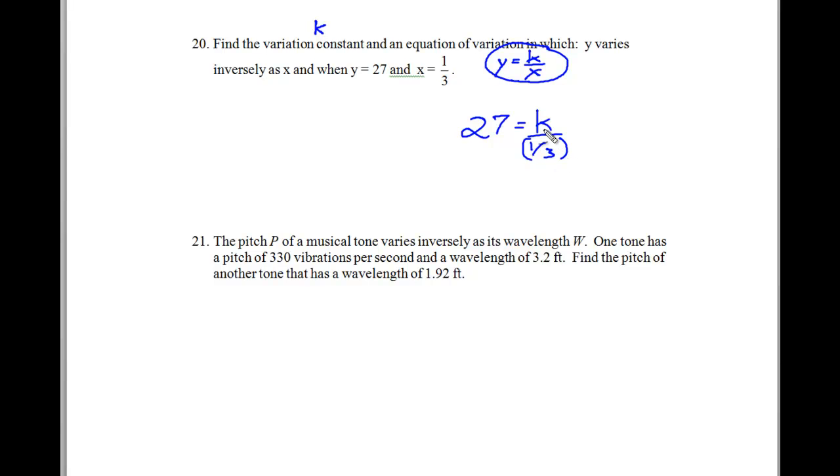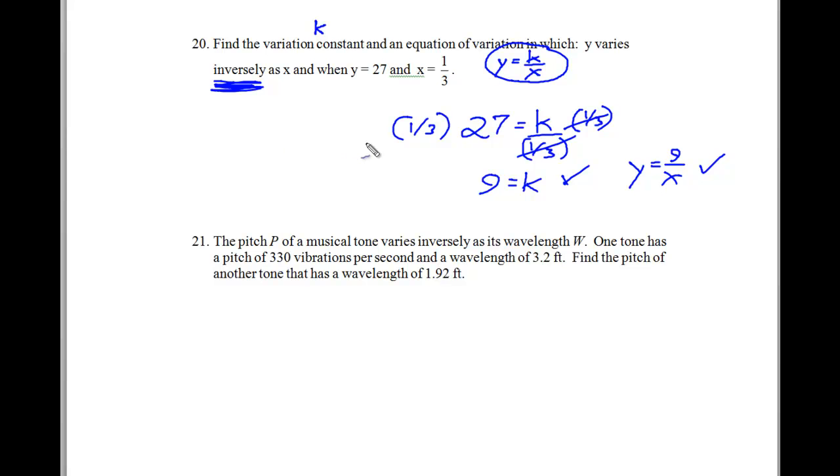The easiest way to do this, since you're dividing by a third, is to multiply both sides by 1/3. You can type it into the calculator just like this, parentheses 1 divided by 3, parentheses 27, and that's going to give you an answer of 9 equals k, because 1/3 of 27 is 9. It says find the variation constant, so we've done that, and the equation of variation, so we're going to go y equals 9 over x. So there's our two parts of the problem. Remember it said inversely in the problem, so it's going to be this equation. Directly is y equals kx, inversely is y equals k over x.